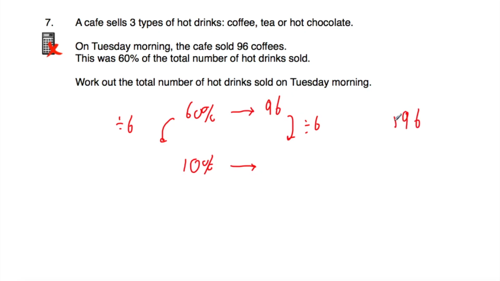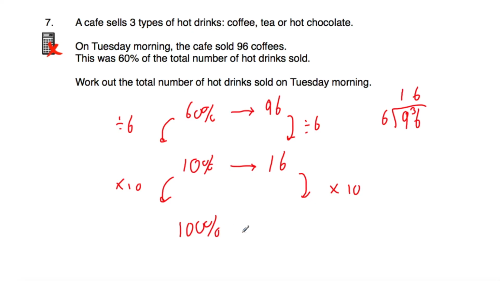So 96 divided by 6, how many 6s go into 9? That's 1, remainder 3. And how many 6s go into 36? That would be 6. So that means that 10% is equal to 16. Now we know 10%, we can find 100%. We can find the number of hot drinks sold by just timesing by 10. So multiply by 10 and multiply by 10. So that means that 100% of the hot drinks sold would be equal to 16 times 10 is equal to 160. So it means that 160 hot drinks were sold on Tuesday morning. So that's our answer, 160.